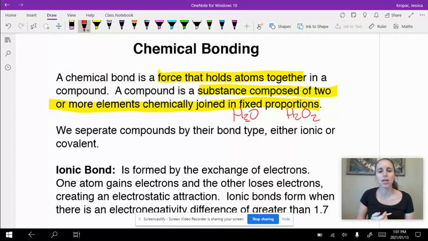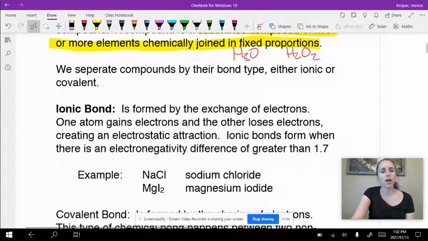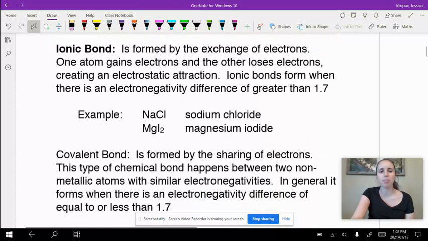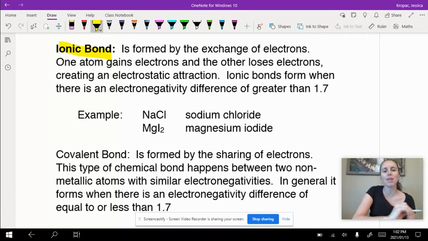We actually separate out compounds by bond type. So we're going to name things differently depending on what bond type they have. We've already looked at these bond types. I'm just going to remind you what they are right now. So our two bond types are, we have ionic bonds. We know ionic bonds have the exchange of electrons.